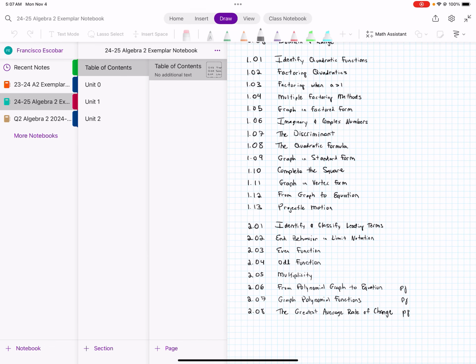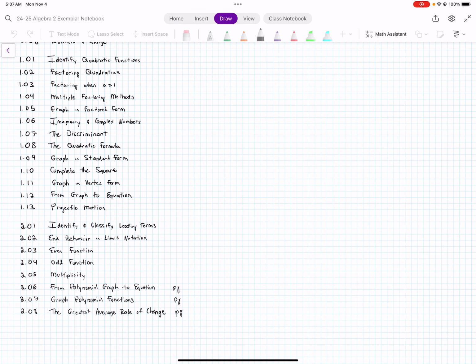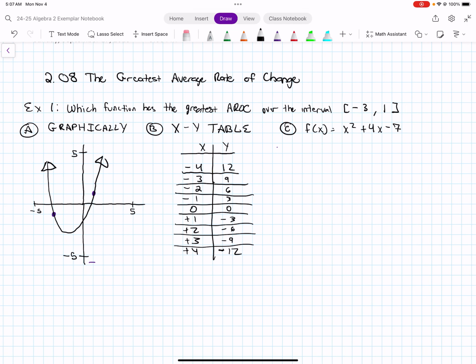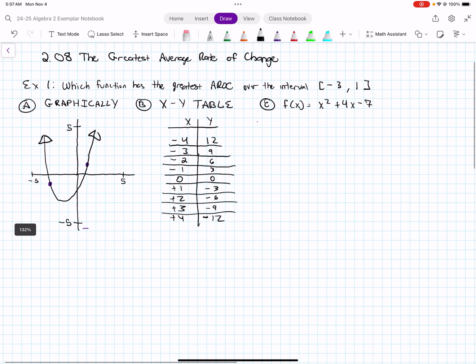All right. So as we begin, I just wanted us to take some time again to make sure we have in the notes, and make sure you're writing the page number of which you're going to be writing it in. All right. So Unit 2, 2.08, the greatest average rate of change.